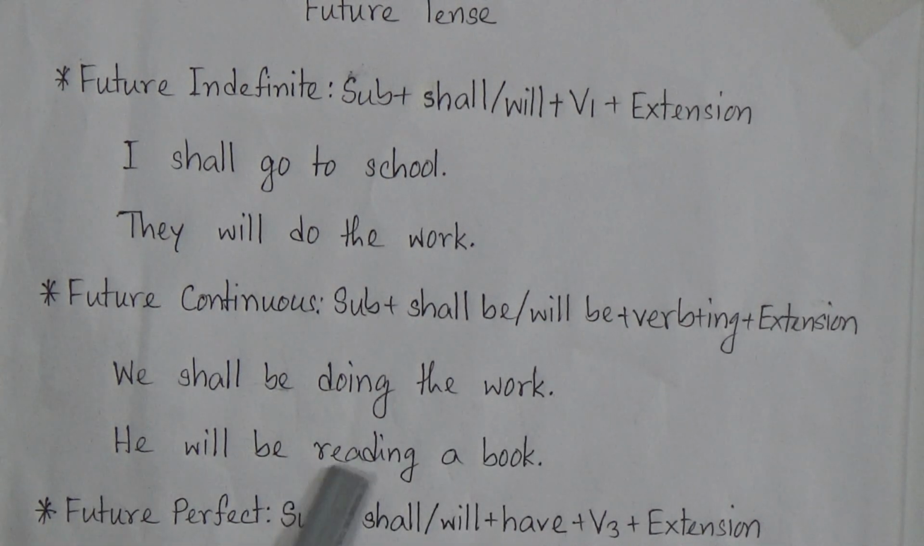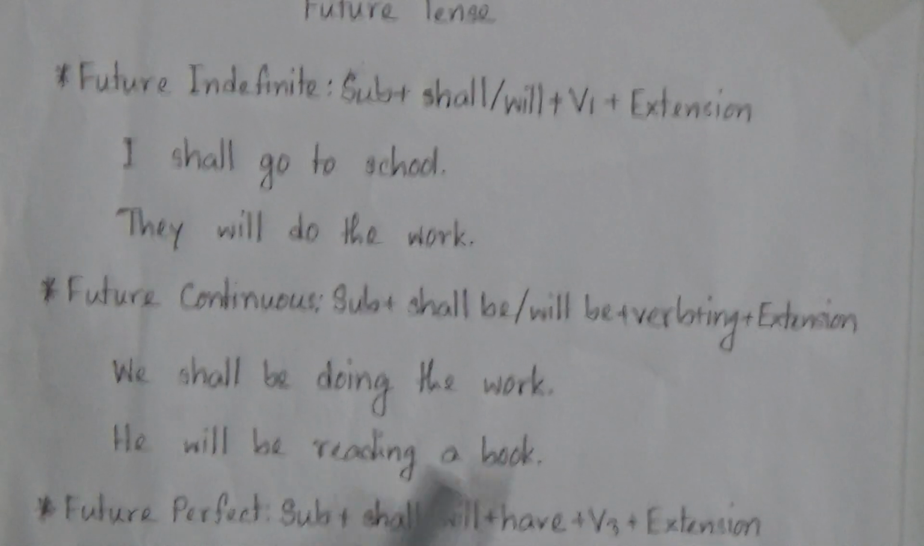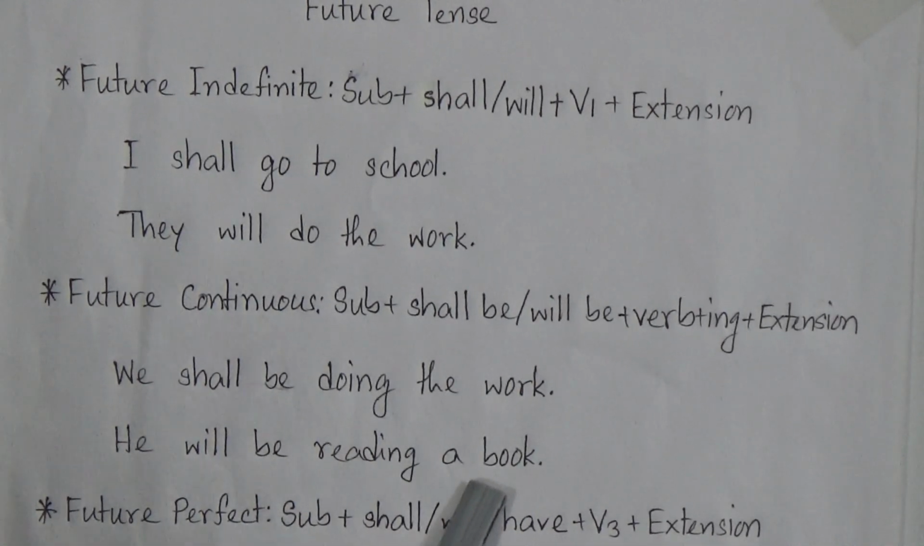Now he will be reading a book. Our subject is he, and then we add will be, verb with ing, that means reading, then the extension a book.